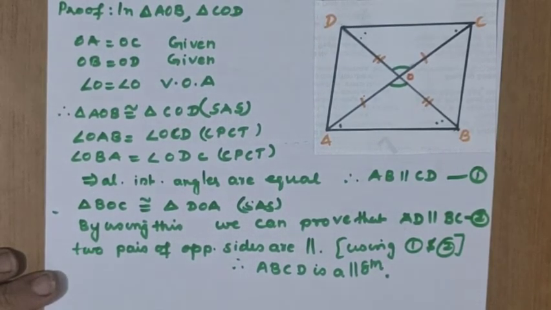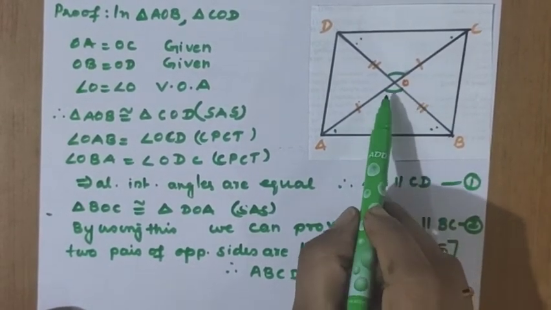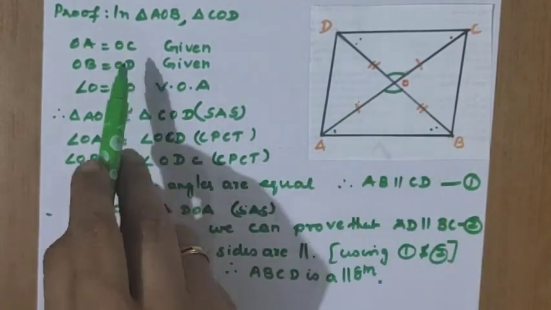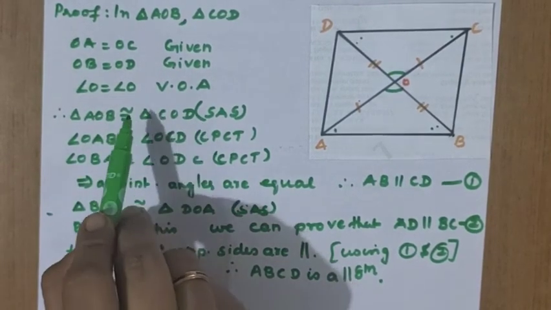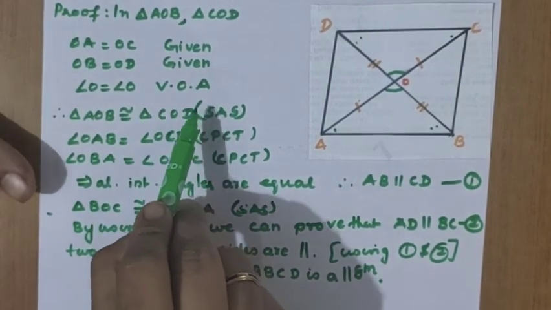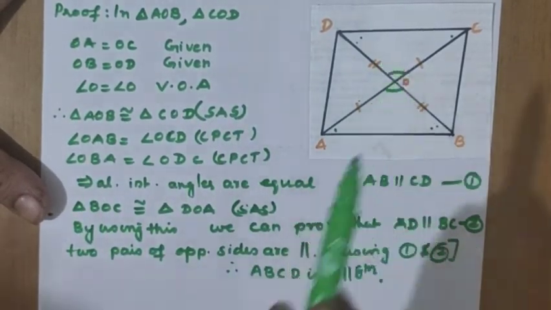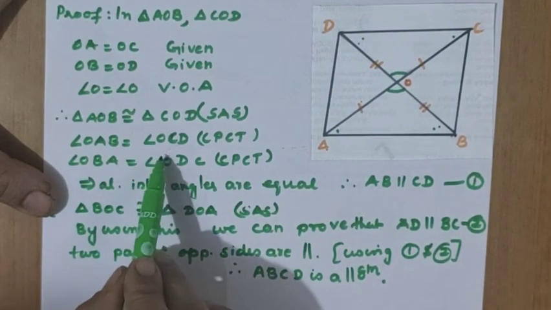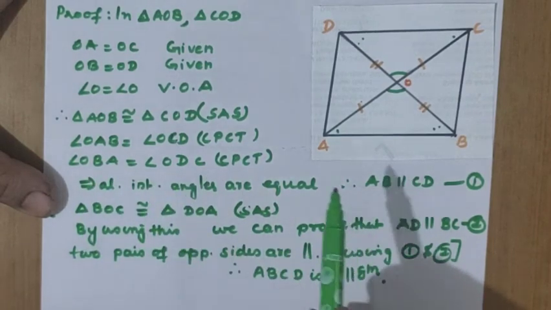I repeat. We are given that the quadrilateral's diagonals bisect each other. So OA equals OC, OB equals OD. By using this, one more angle is required, which is the angle we have taken. So angle O equals angle O, vertically opposite angles. Therefore, triangle AOB is congruent to triangle COD by the SAS criterion. Therefore, angle OAB equals angle OCD, and angle OBA equals angle ODC.